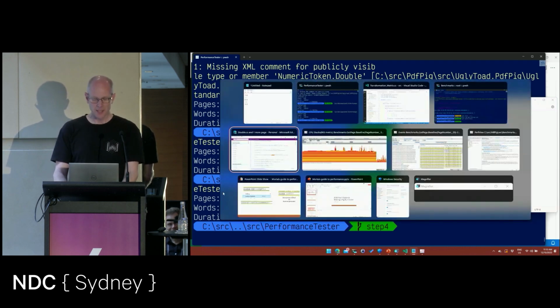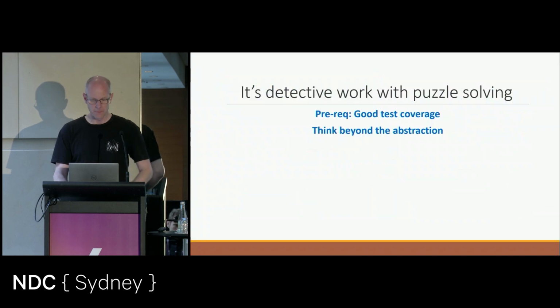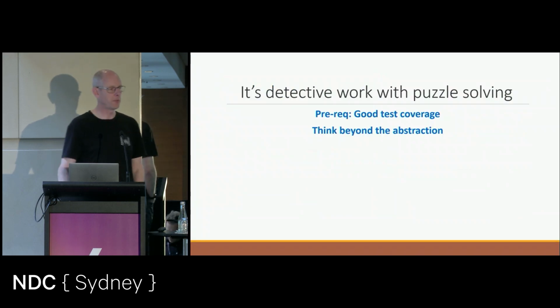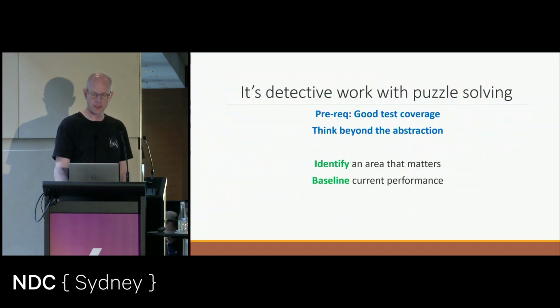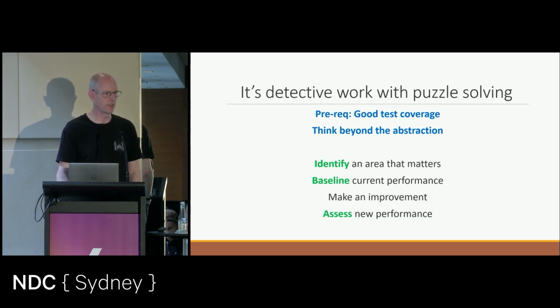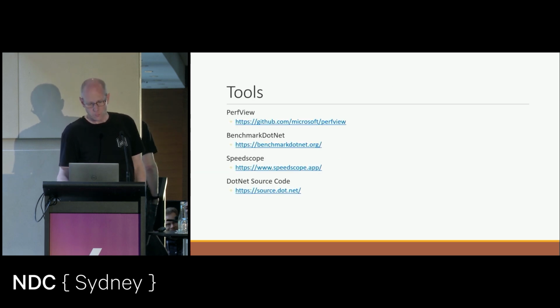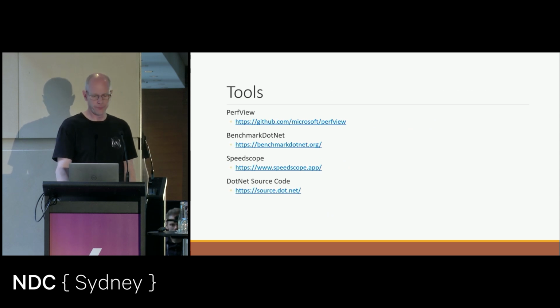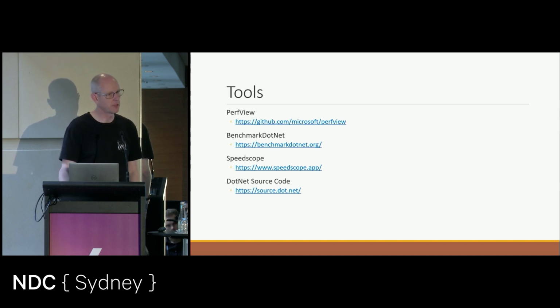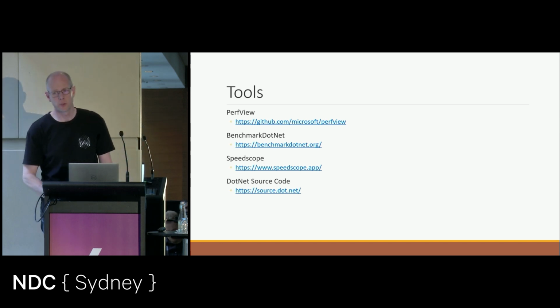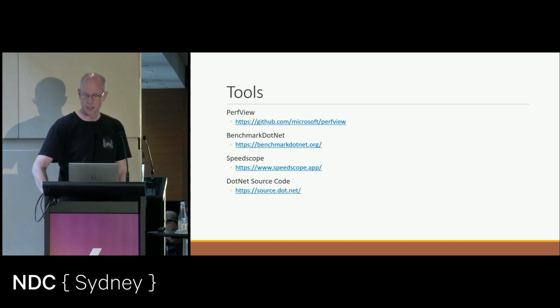So coming back to our slides. So detective work with puzzle solving. We identified, we baselined, we came, we saw, we conquered. It was fantastic. Then we went home and watched Netflix. The tools we used, PerfView, Benchmark.NET, SpeedScope to visualize that flame graph in a better way. That's not something you have to do, but these are all free tools, which is great.